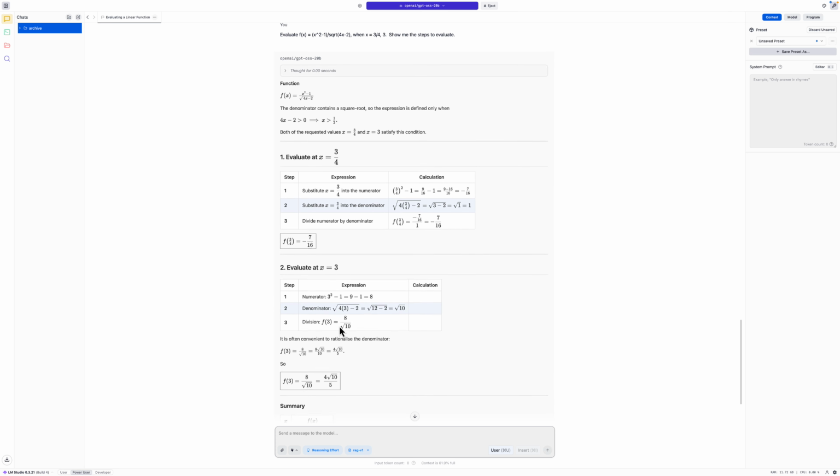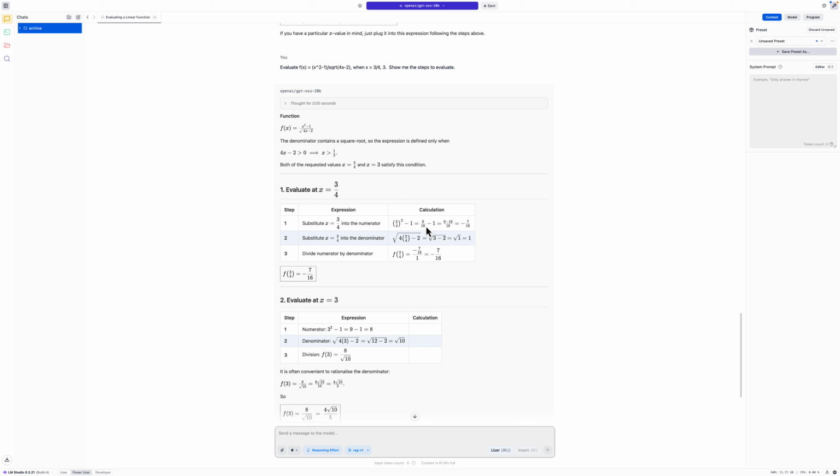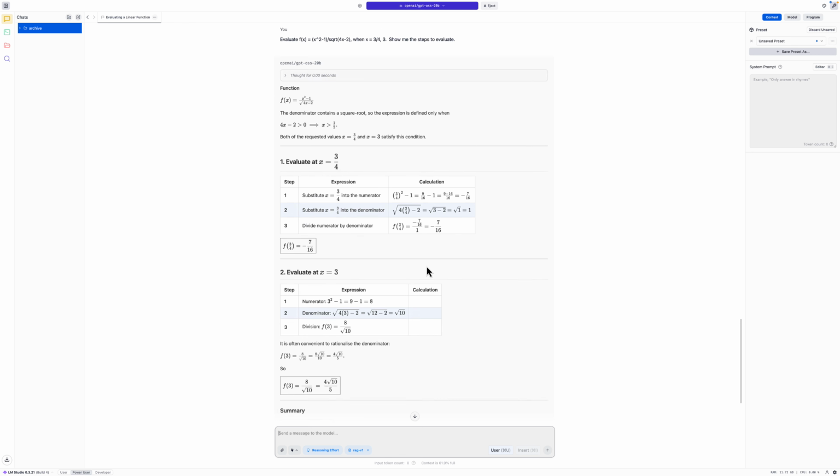So over here, we're going to put 3 over 4 on the top. You're going to square it, subtract 1, -7 over 16, just like in my videos. Put 3 over 4 on the denominator. Multiply 4 times 3 over 4 gives you 3. Subtract 2 gives you square root of 1. And thus -7 over 16.